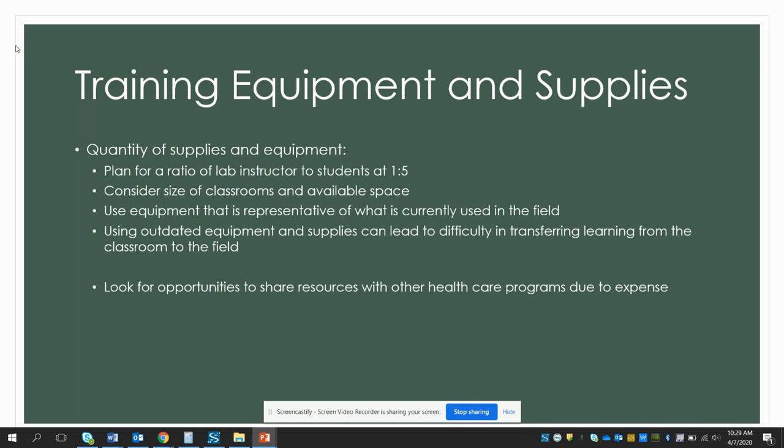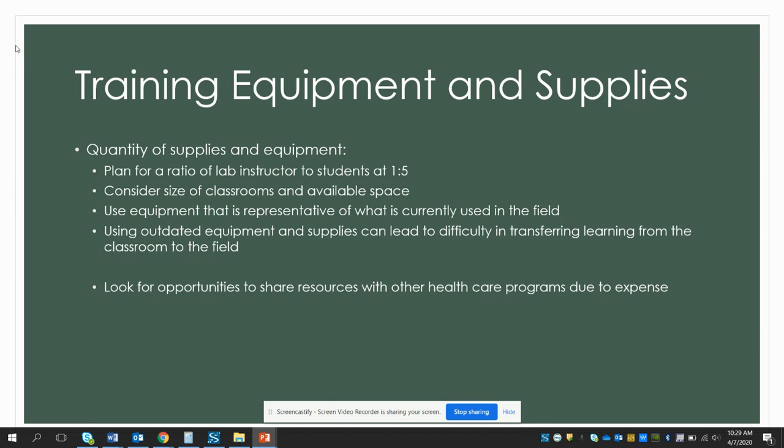So consider the size of the classroom and the available space that you have to be able to break students up and work in these smaller groups. And we want to make sure we're using equipment that is representative of what is currently being used in the field. And that's very difficult sometimes, because we simply can't do that with the budget that a lot of us are afforded, especially in the community college system. We are on a very limited state budget.